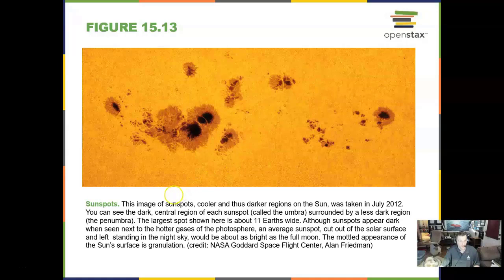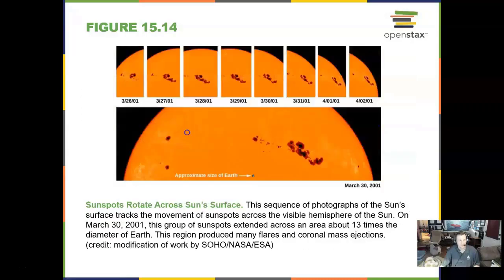Sunspots usually appear in groups. They like to appear as twins, and the twins are polarized north-south magnetically, and they interact. These sunspots rotate with the Sun, not the Earth, and they take about 30 days to go across the solar disk.